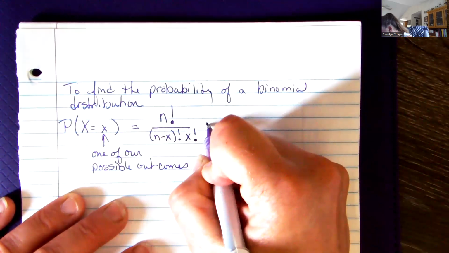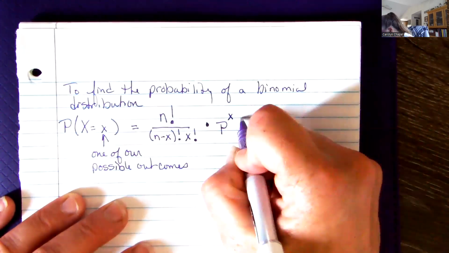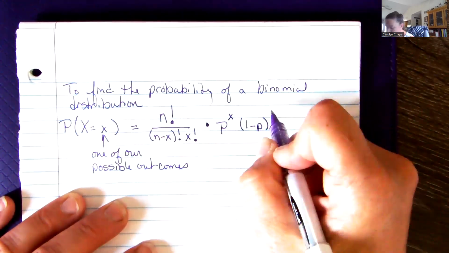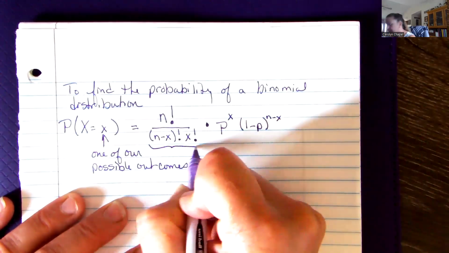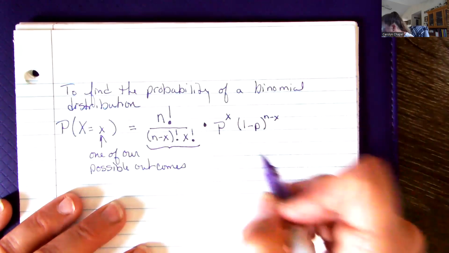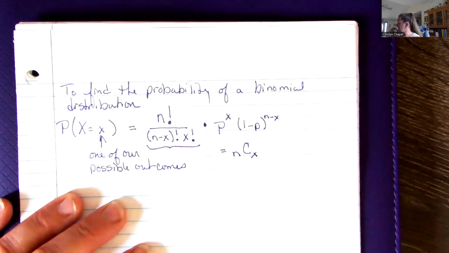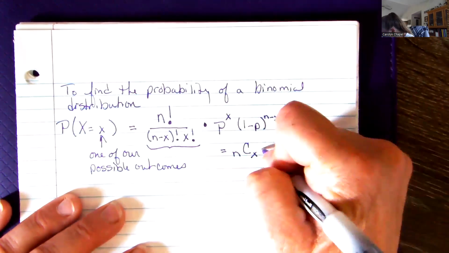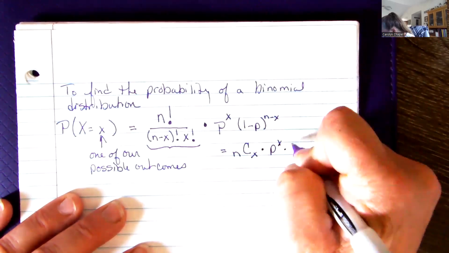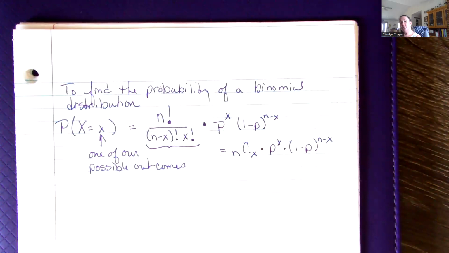Then we're going to multiply this by p to the x power and 1 minus p to the n minus x. Okay. Some of you may recognize this piece from previous lectures or previous notes. That is your nCx, so the number of ways of choosing x things from n at a time. So we could write this as p to the x times 1 minus p to the n minus x.